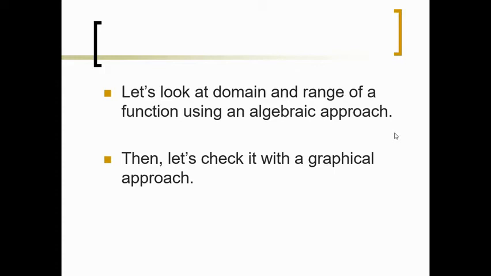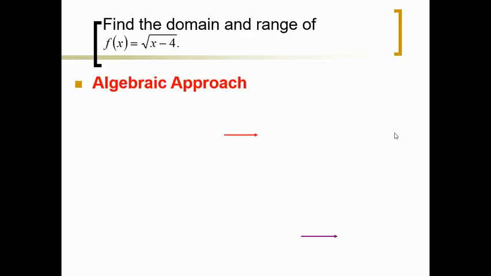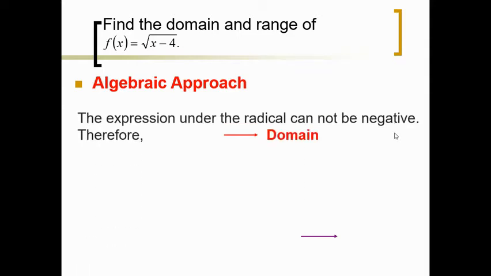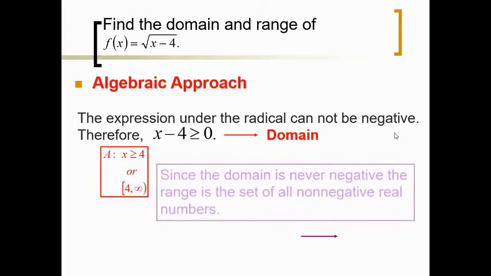Okay, we're going to look at domain and range of a function using more of an algebraic approach, and then we're going to check it by looking at the graph. Okay, they want us to find the square root of x minus 4. So the expression under the radical cannot be negative because of the square root. So if we set x minus 4 greater than or equal to 0, and we go ahead and solve that, we know x has to be greater than or equal to 4. Now 4 will be included, but then it's just going to go to infinity.